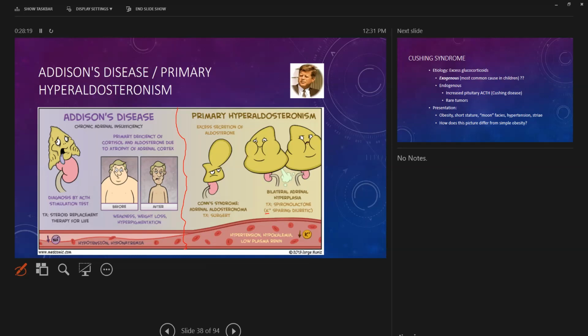But some of the problems with too much aldosterone would be that we're retaining too much fluid. We're going to lose our potassium. We're going to retain fluid. This can lead to hypertension, low potassium, and low renin levels, as we don't have that normal feedback.